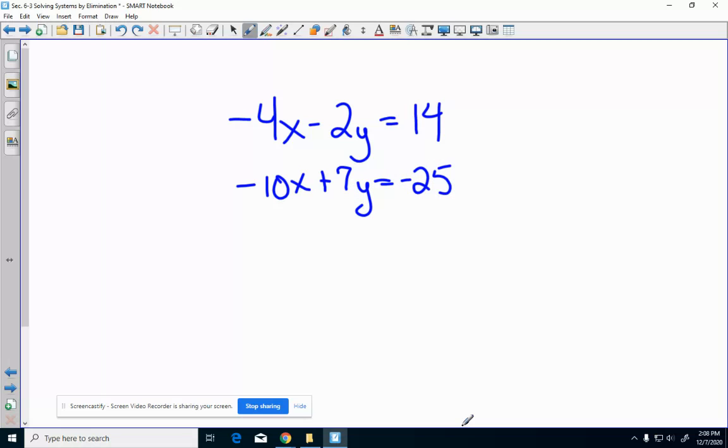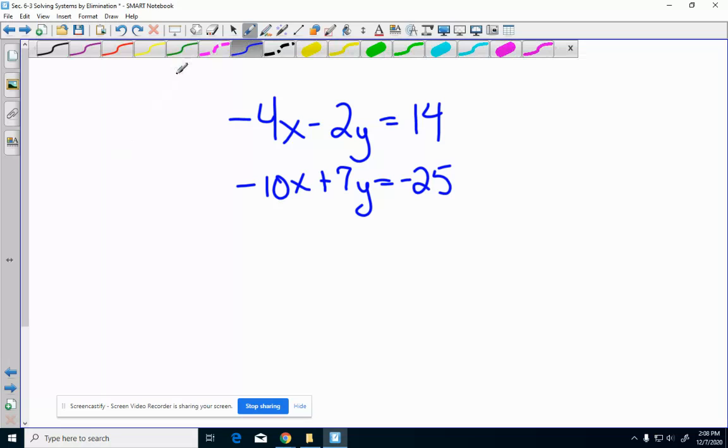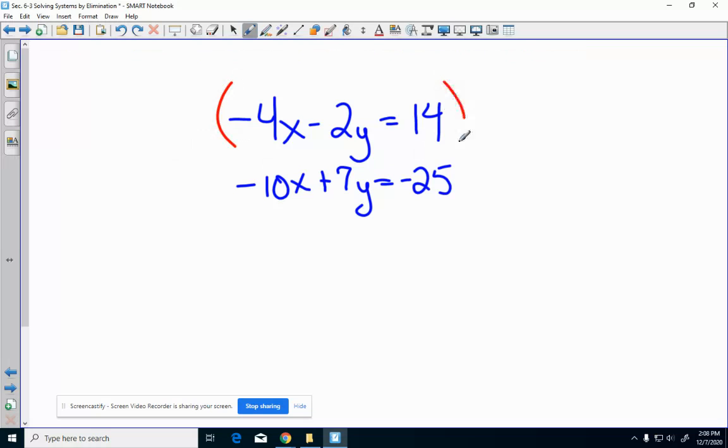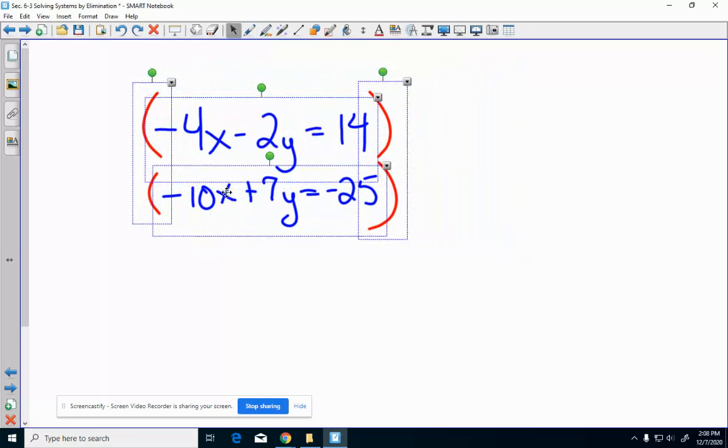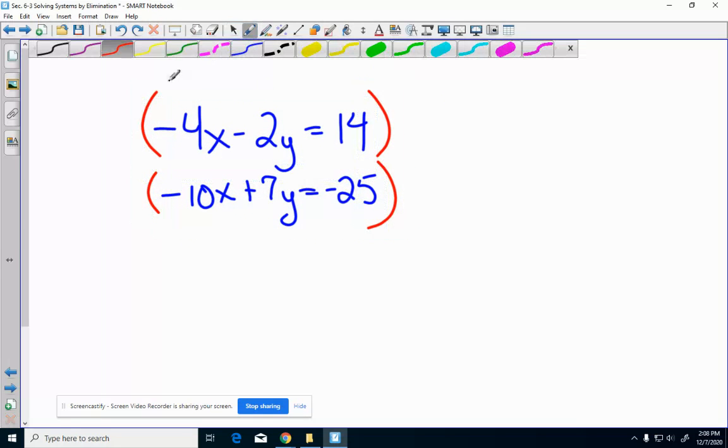Okay. If you caught that last one, I was going to be able to make my y's cancel out by only multiplying one of them. So here, we don't have the ability for that to happen. We're going to have to multiply something in both of these. All right, so as you look at both of these equations and you start to think about what am I going to multiply by, ask yourself, if I focus my attention on the x's, what could I make negative 4 and negative 10 look like?